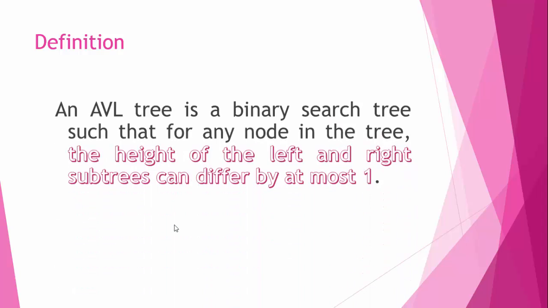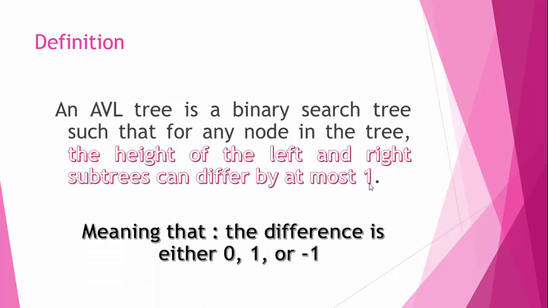Definition: an AVL tree is a binary search tree such that for any node in the tree, the height of the left and the right subtrees can differ by at most 1. So for every node we must calculate the height of the left subtree and also the height of the right subtree, and calculate the difference. If it's more than 1, we say that it's not an AVL tree, meaning that the difference is either 0, 1 or minus 1. If it's, for example, 2, 3 or minus 2, minus 3, it will not be an AVL tree because it's not balanced.